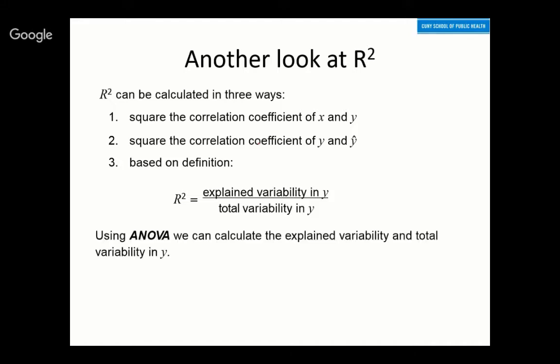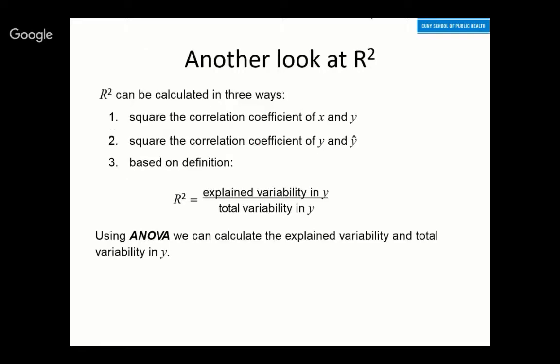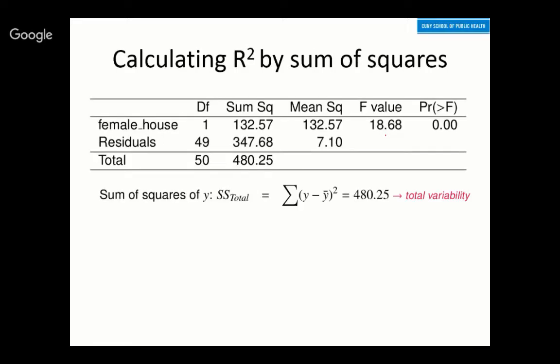So why would you need 3 different ways to do this? Well, this third way is, in fact, the easiest way to do it for multiple regressions. And that's because we get all of the things that we need from an analysis of variance table. Here is an example just for the linear regression between poverty and female householders. The sum of squares total is given in the bottom row of your table, 480.